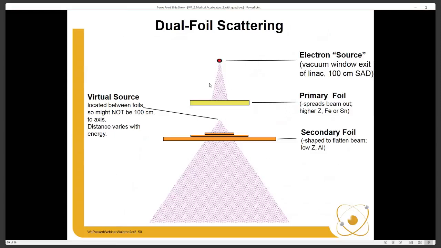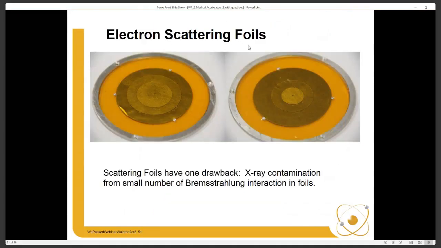Incidentally, if I have a dual foil scattering system for my electrons, my virtual source is likely to be located somewhere between the two foils. It often does not correspond to the window, even though the window is the source. Now, these foils being in the beam do produce some photon contamination. They act as targets. We get some bremsstrahlung occurring here. And there's another way to deal with that. But first, let's look at some pictures of some scattering foils.